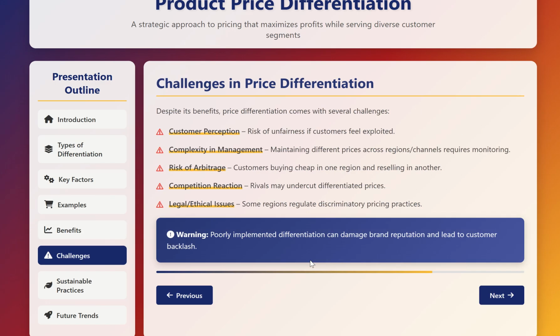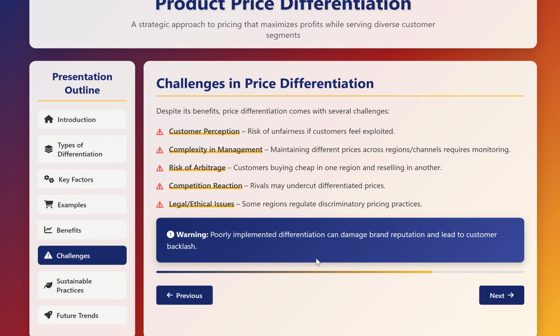Let's look at the second last topic, challenges. What are the challenges that may occur in terms of product price differentiation? The first challenge is customer perception. In case you overdo it, the customers may feel exploited, and you risk fairness, you risk loyalty. So the risk of unfairness if the customer feels exploited is high in terms of customer perception. So you don't overdo it. These are some of the challenges that may occur in case you overdo product price differentiation.